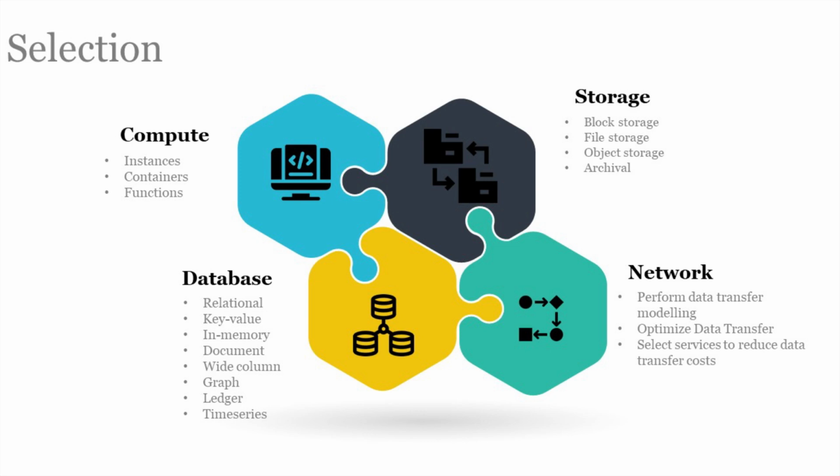Graph. If your use case is identifying relationships between highly connected graph datasets at scale, for example, social networking or fraud detection, then you can evaluate Amazon Neptune as a graph database for your workload. Ledger. If you are looking to maintain systems of records, supply chain registrations, or banking transactions, then Amazon Quantum Ledger Database, QLDB, offers transparent, immutable, and cryptographically verifiable transaction logs owned by a central trusted authority.